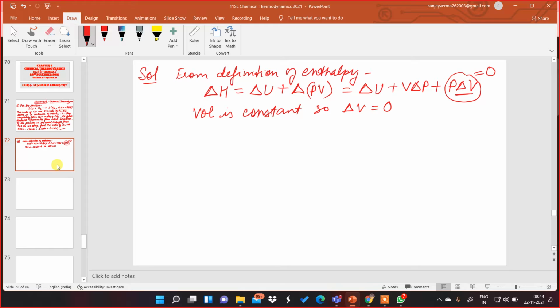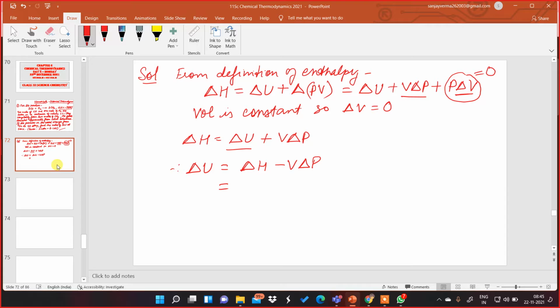Now we can put the values. Therefore, you can write the equation delta H is equal to delta U plus V delta P. Now we are supposed to find delta U, the change in internal energy. So therefore, delta U is equal to delta H minus V delta P.